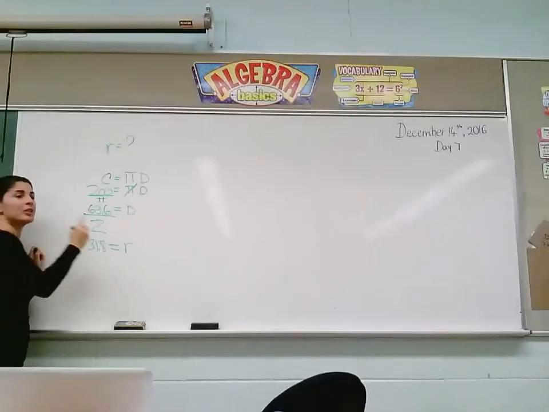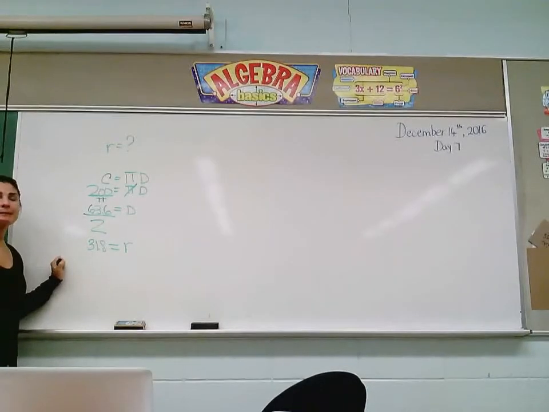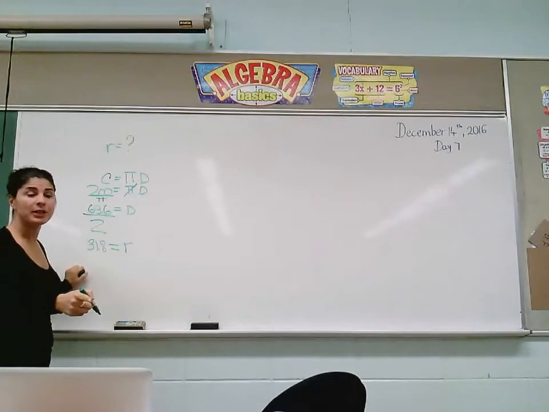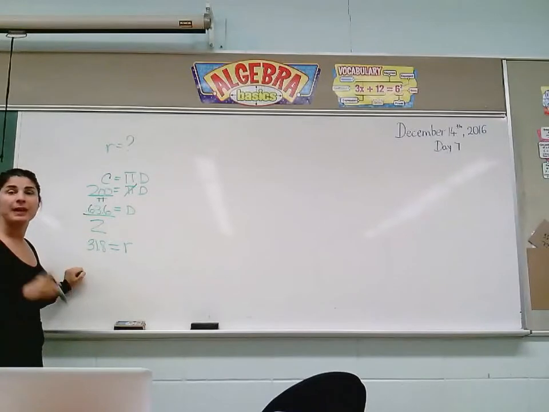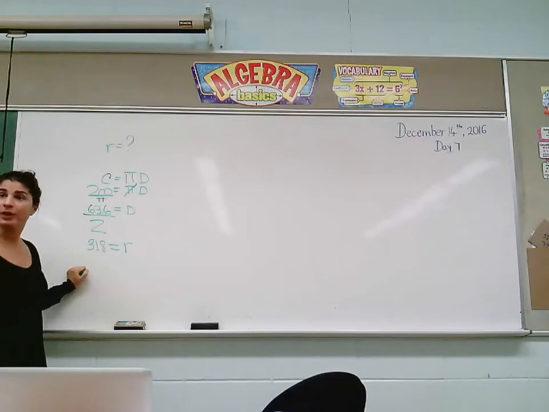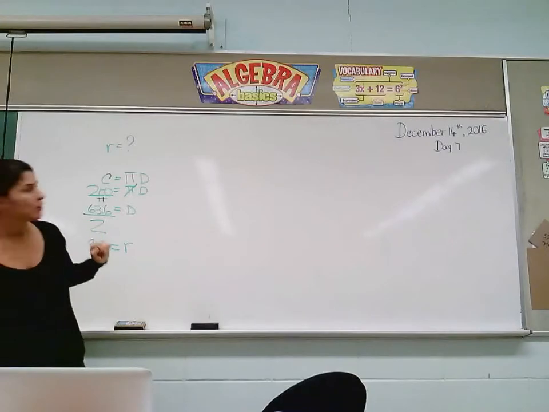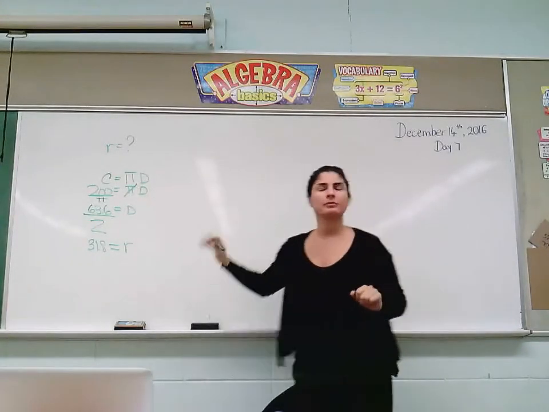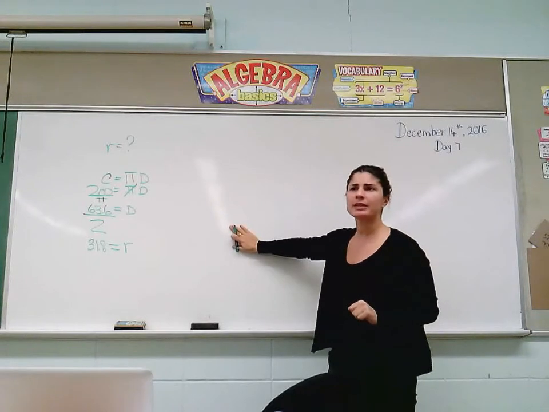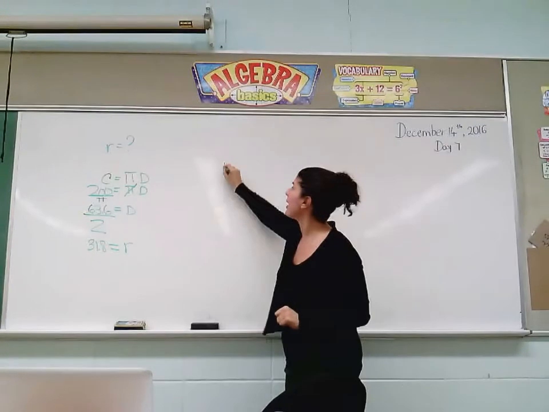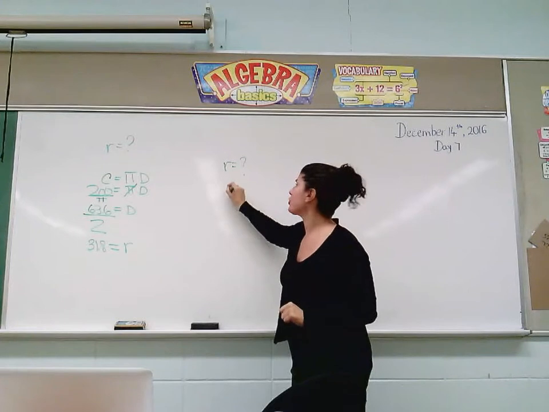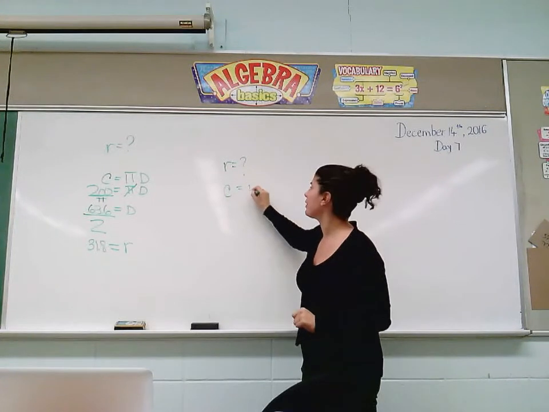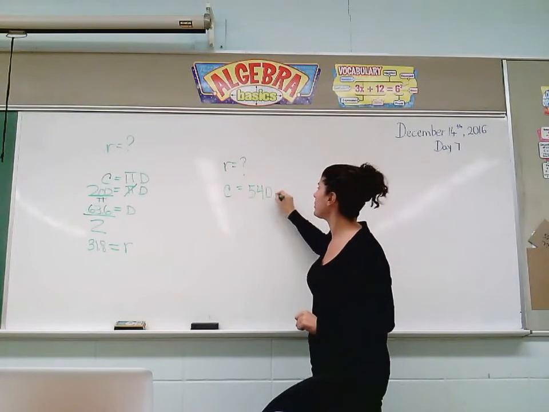Perfect. So let's do one more example like this. Then we're going to do some practice on page 79. And then I see you again tomorrow, and we're going to continue with the arc, which is part of the circumference. So let's look here. One more example like this. I'm going to ask you to find the radius if the circumference is equal to 540 centimeters.